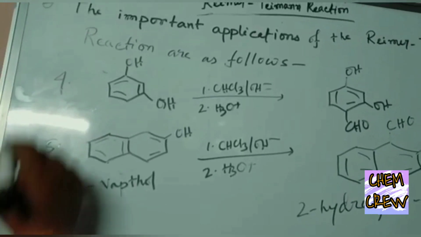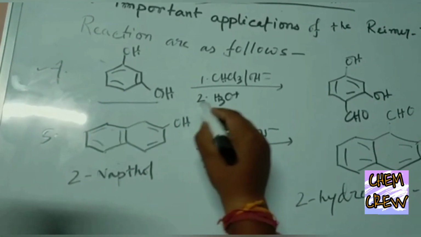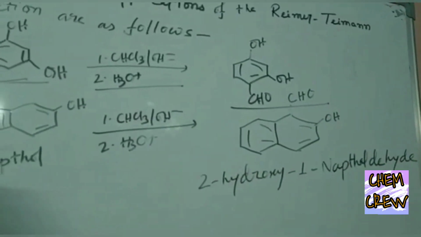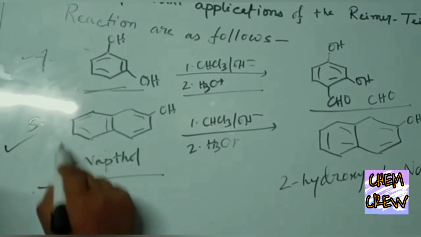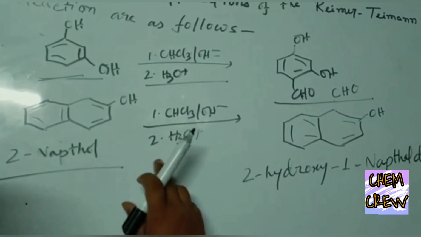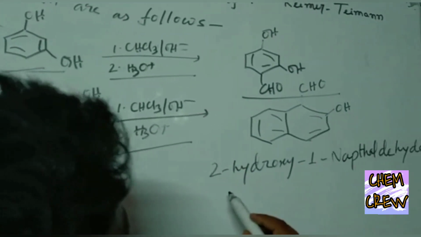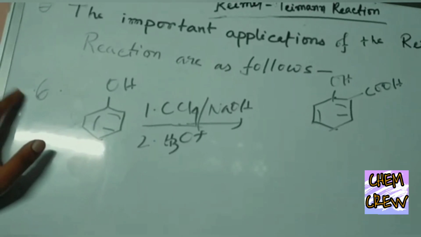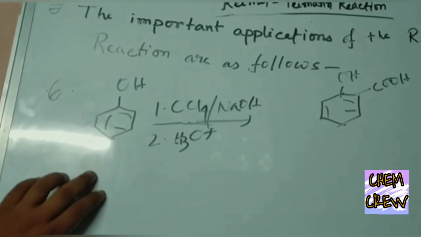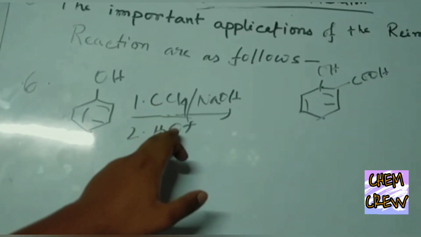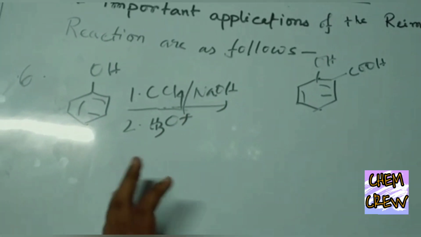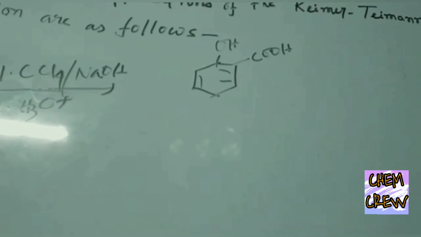4. This reagent and produces this. 5. 2-naphthol reacts with the Reimer-Tiemann reagent and produces 2-hydroxy-1-naphthaldehyde. Last important application: phenol reacts with carbon tetrachloride in alkali solution NaOH and produces salicylic acid.